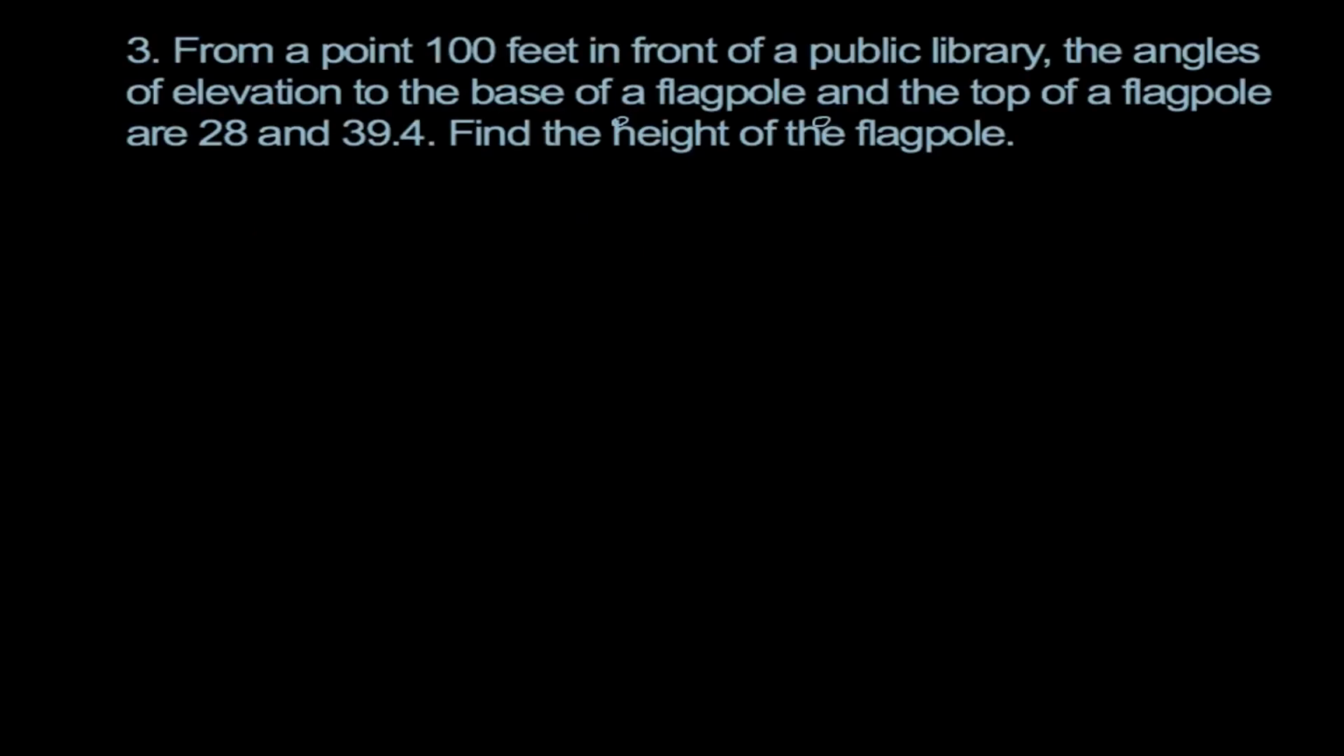From a point 100 feet in front of a public library, the angles of elevation to the base of a flagpole and the top of a flagpole are 28 degrees and 39.4 degrees. Find the height of the flagpole. So first thing we're going to do is draw a picture. And the fact that they're telling me that we have 2 different angles of elevation is a sign that we're probably going to have 2 different triangles here.